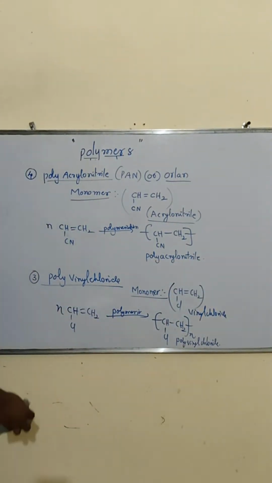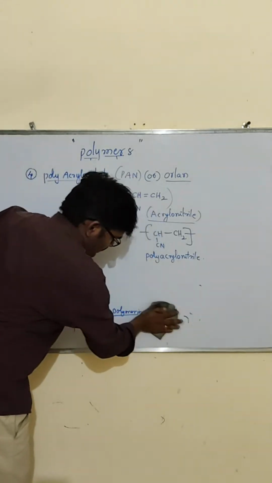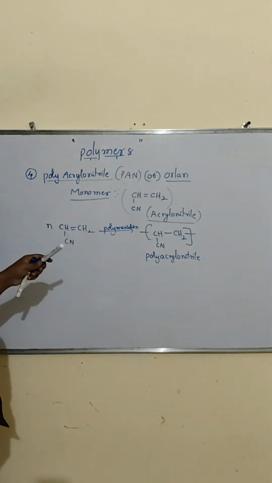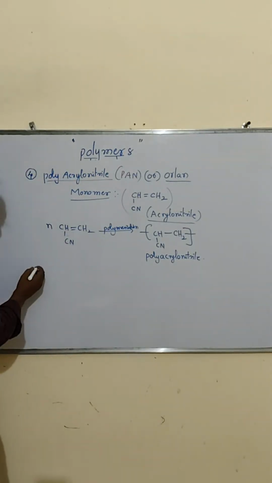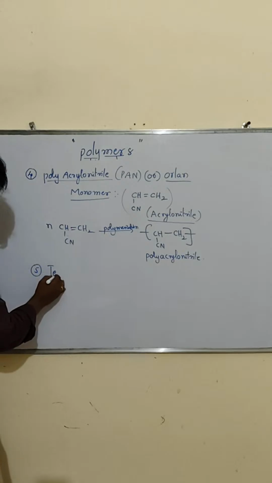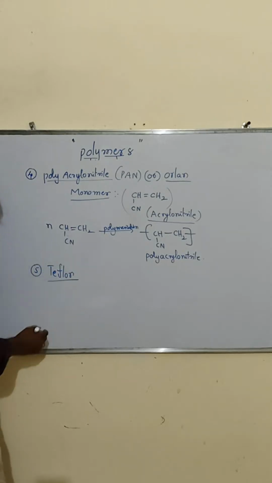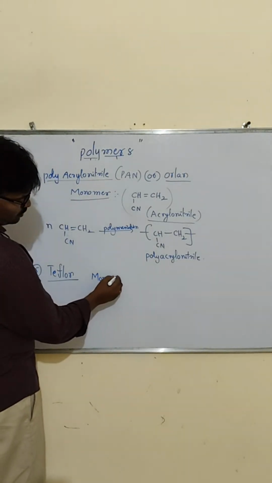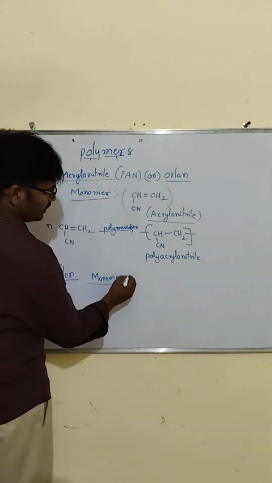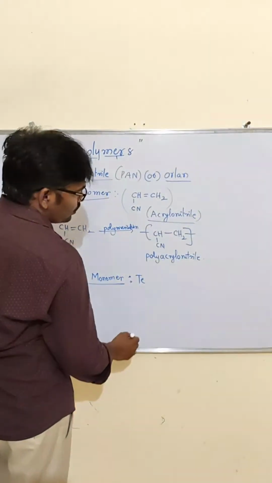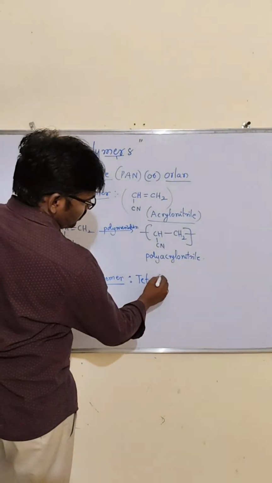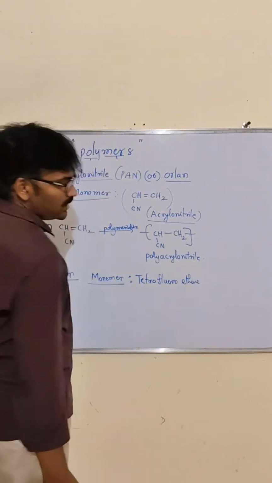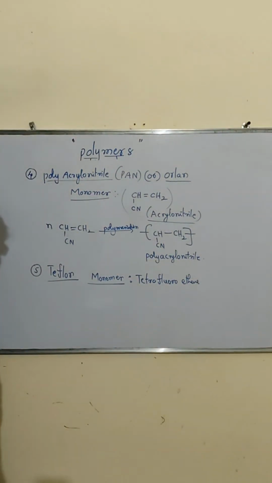One more example for homopolymers in addition polymers. That is the fifth one, Teflon. The Teflon monomer is tetrafluoroethene.